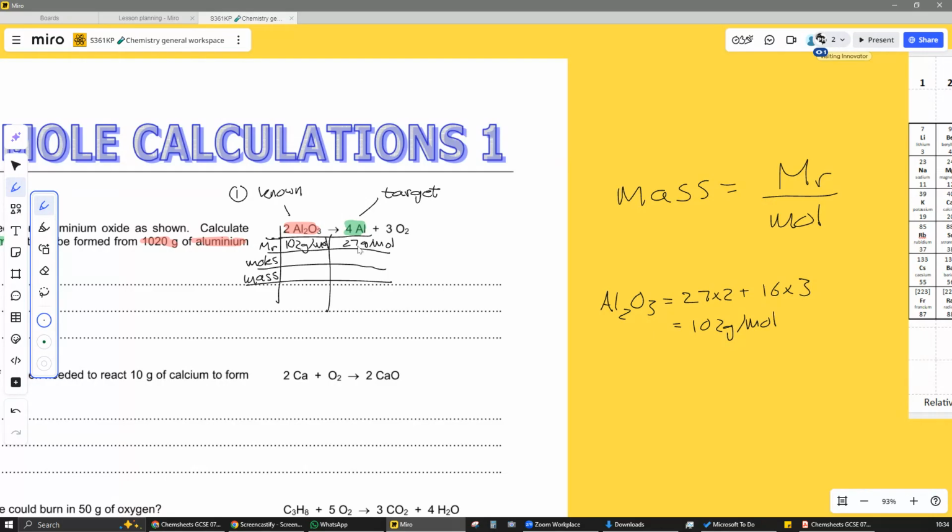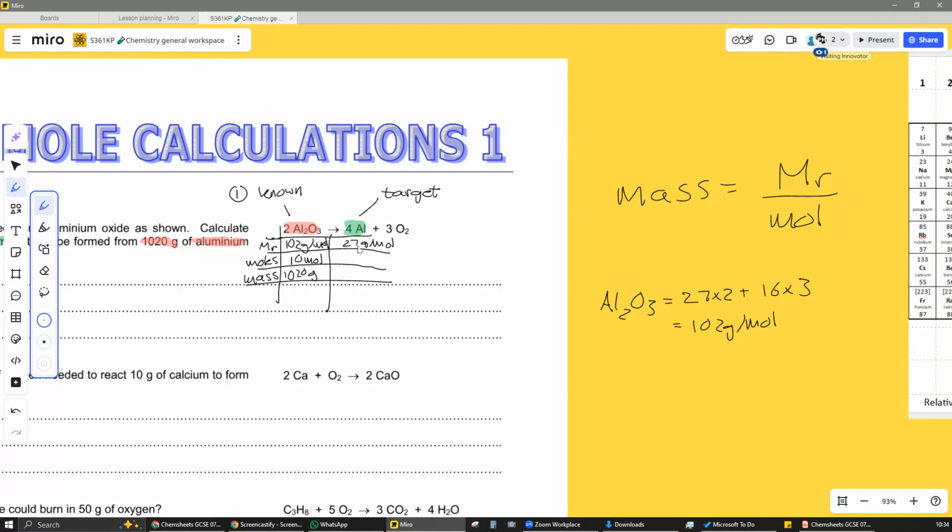Now, what that means is that if we had 1 mole, it would be 102 grams. Or in other words, if we had 102 grams, it would be 1 mole. Now, what we actually have is 1,020 grams. So now it's quite easy. They've given us some nice and easy numbers. We know that we've got 10 moles because 1,020 is 10 times 102. So we've got 10 moles.